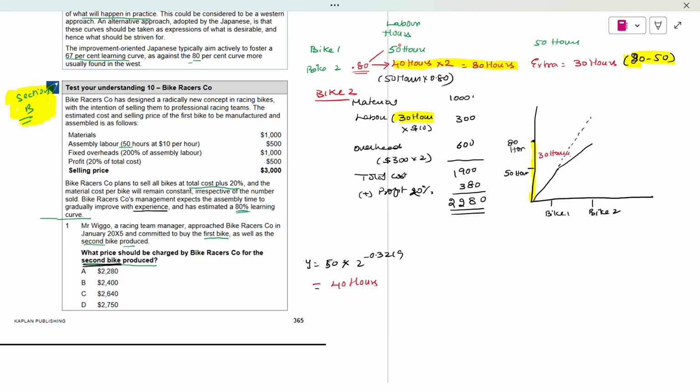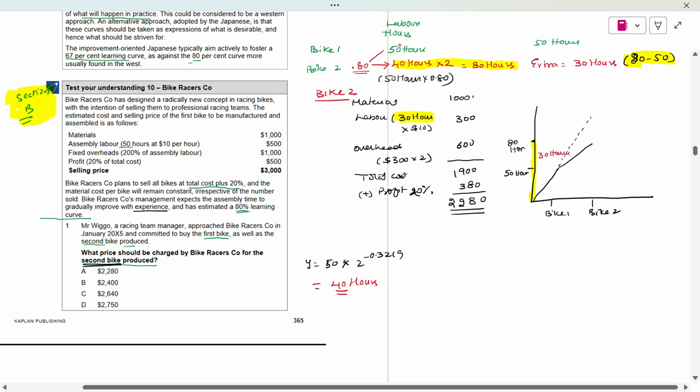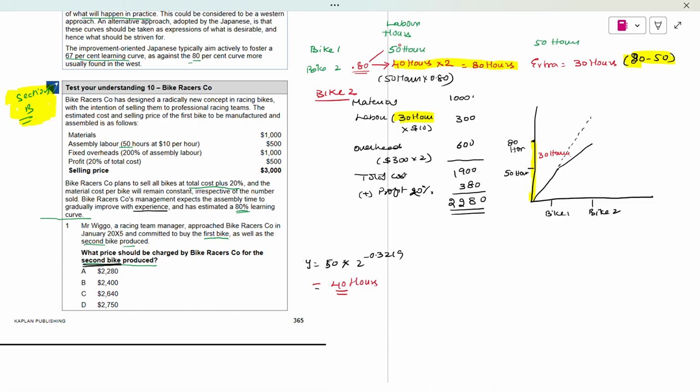Check again. 2 to the power of minus 0.3219. Okay, it comes to 0.8 times 50. It comes to how much? 40 hours, yes. Okay, here the question is different. We cannot apply all the things. Here they are asking what is the cost of the second bike.